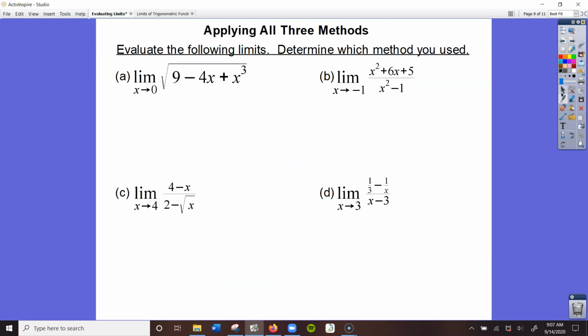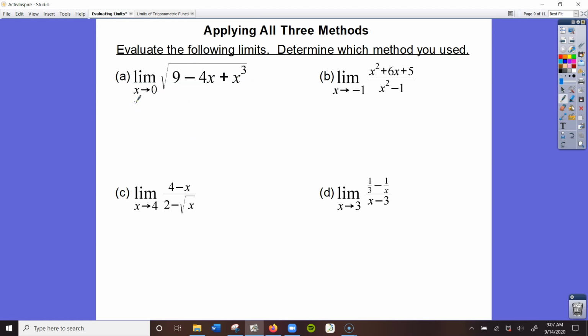Now we're going to look at how to apply all three of these methods. So we're going to look at various examples. For this first one, I don't have a rational function. It is a radical, but it's not a rational. So I can just go ahead and try the substitution method.